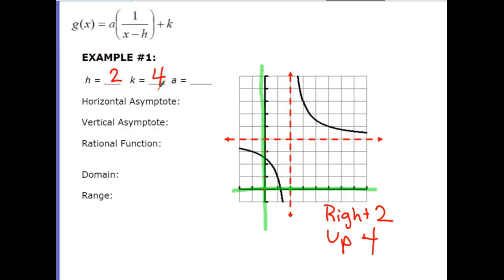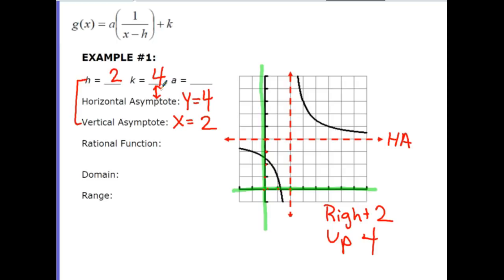The horizontal asymptote, this is the horizontal asymptote right here. HA stands for horizontal asymptote. It crosses the y-axis at 1, 2, 3, 4. The horizontal asymptote crosses the y-axis at 4. This is the vertical asymptote. The vertical asymptote crosses the x-axis at 2. See the relationship between these numbers and these numbers?